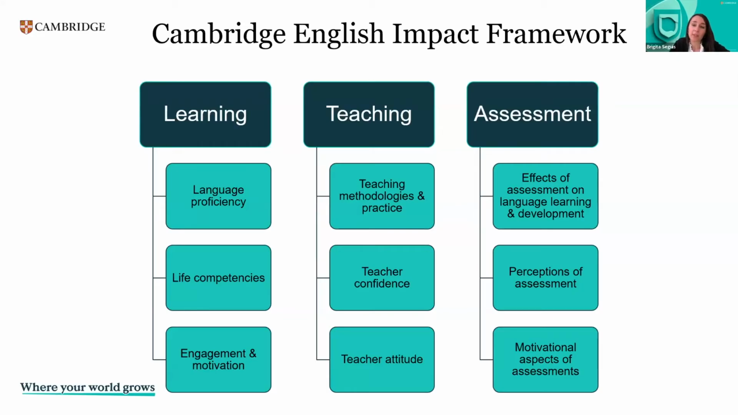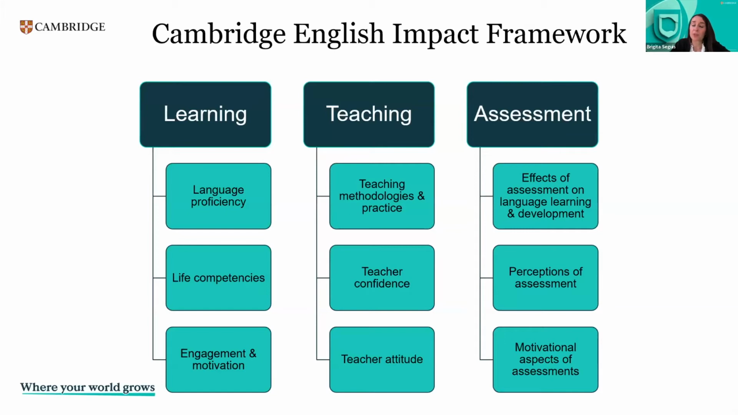When we think about the learning domain, we usually look at things like language proficiency, right? That's one of the things we're interested in, whether learners are making the required learning gains. We also look at life competencies: collaboration, creativity, problem solving, critical thinking. A lot of these are embedded within our courses because we think that students can learn and pick them up as they learn the language. So when we measure the impact of our learning materials, we will always look at the impact on the development of students' life competencies as well.